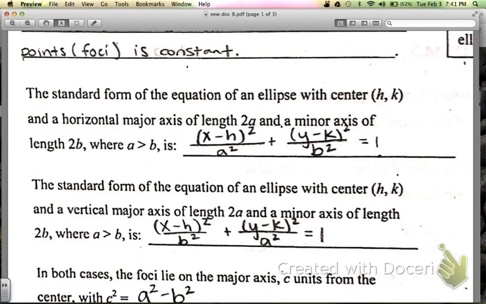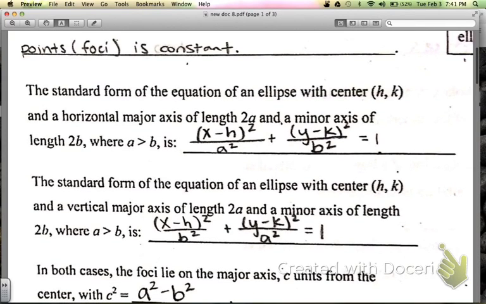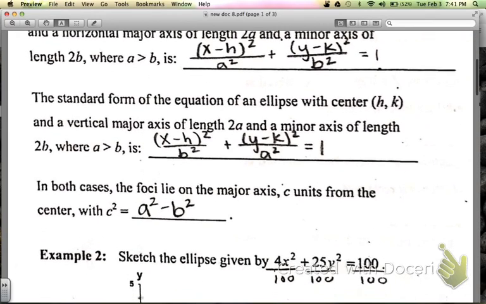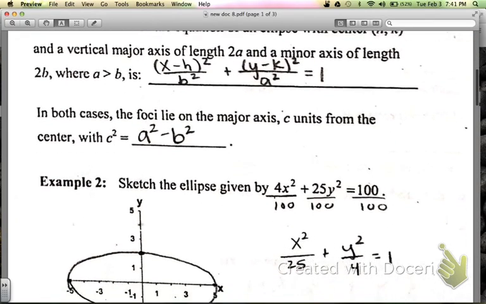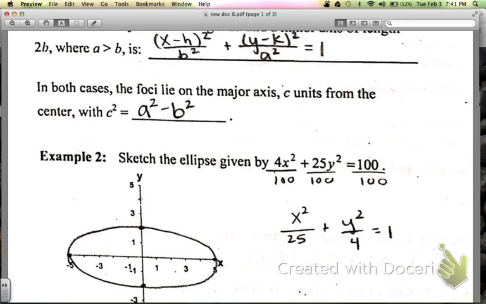You'll notice that the only difference is that a is always greater than b. So for the horizontal axis, it will have the bigger number underneath x, and y will have the smaller number. Vice versa on the vertical axis, the bigger number will be under y, and the smaller number will be under x. So that's the only thing that's different about the equations. It says in both cases the foci lie on the major axis c units from the center, with c squared equal to a squared minus b squared. So that's how you can figure out what c would be.